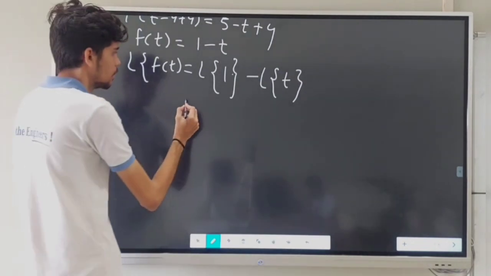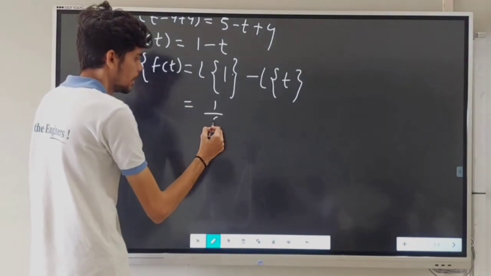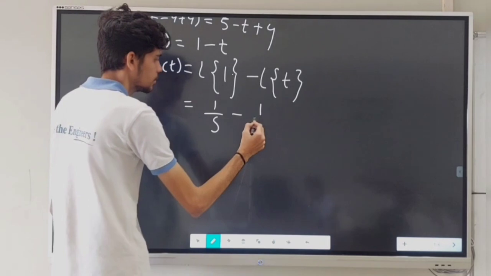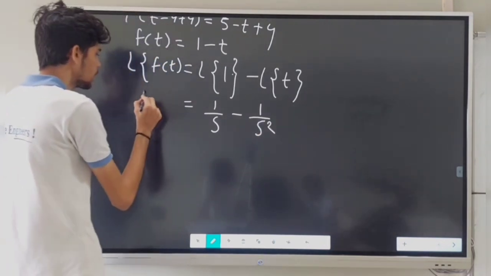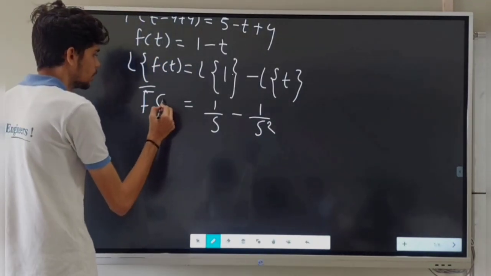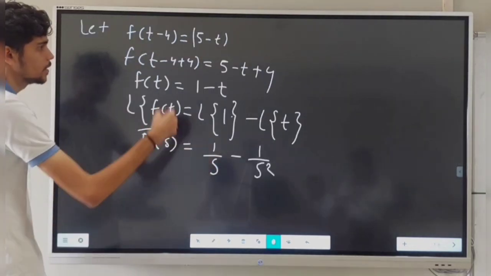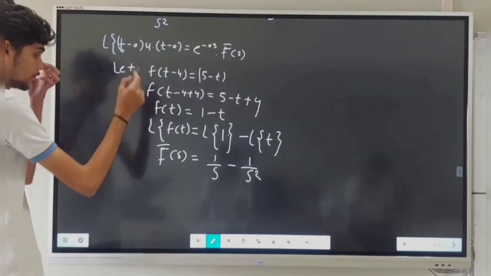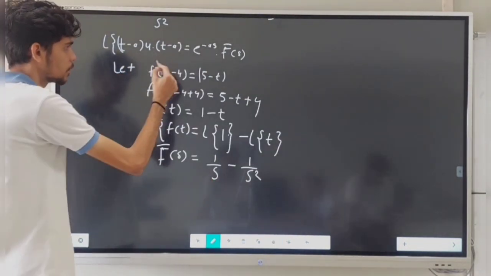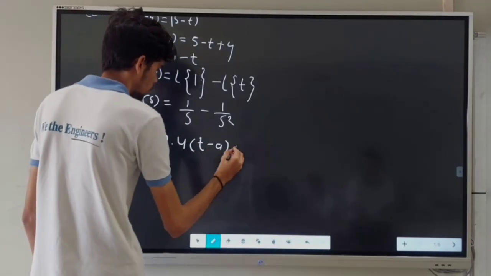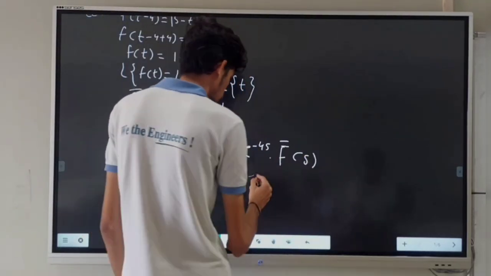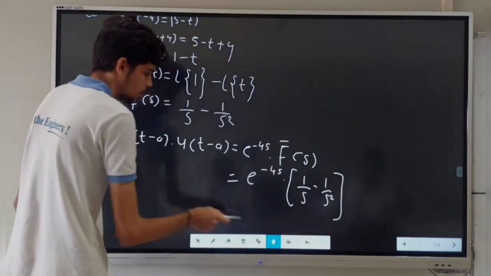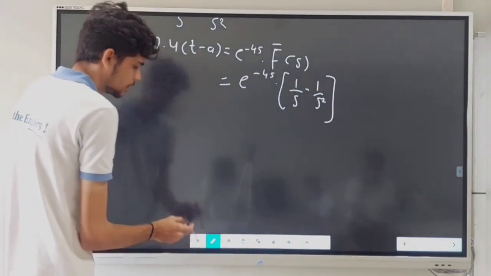The Laplace of 1 is 1 upon s and the Laplace of t is 1 upon s square. So we get here f of s. We put f of s in this formula, so we get our last answer.